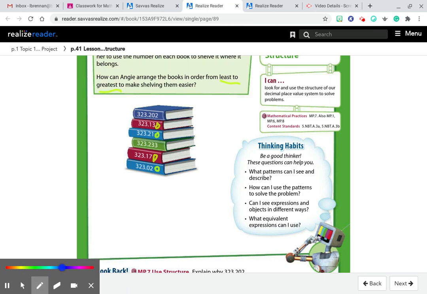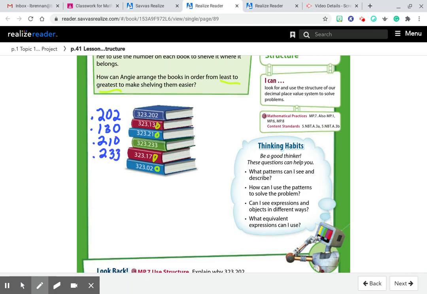Okay, so for this first book here, we're looking at 2.202. The second book is 0.130. The third book is 0.210. The fourth book is 0.233. We have 0.70 and 0.020. And I know they all start with 323. I didn't write that, but I can see they all start with it, and I double checked, they all do. So we're going from least to greatest.